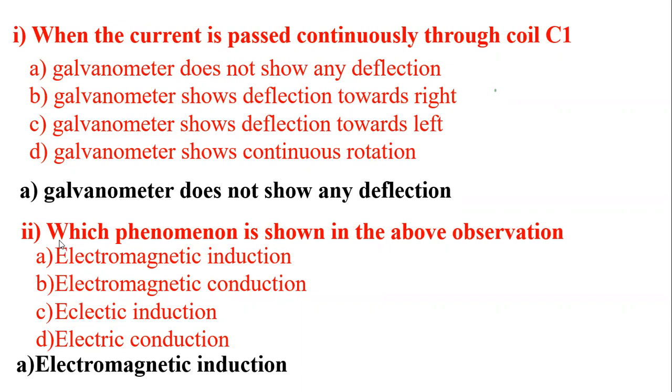Go to the second one. Which phenomenon is shown in the above observation? Electromagnetic induction, electromagnetic conduction, electric induction, electric conduction. Yes, this is electromagnetic induction. Not only electric conduction, along with it we are generating a magnetic field on coil 2. That's why it is electromagnetic induction. Let's see the next question.